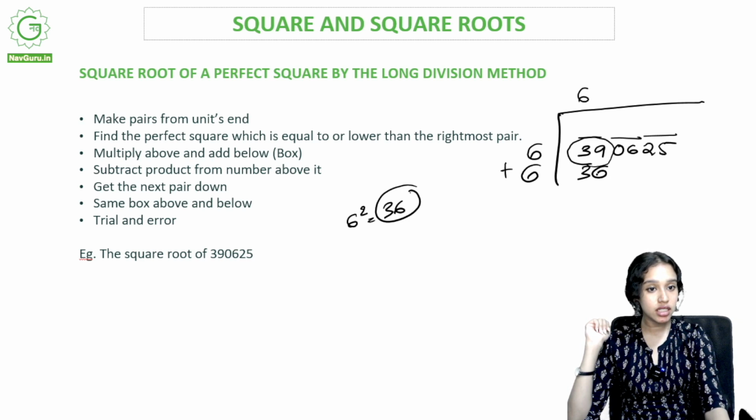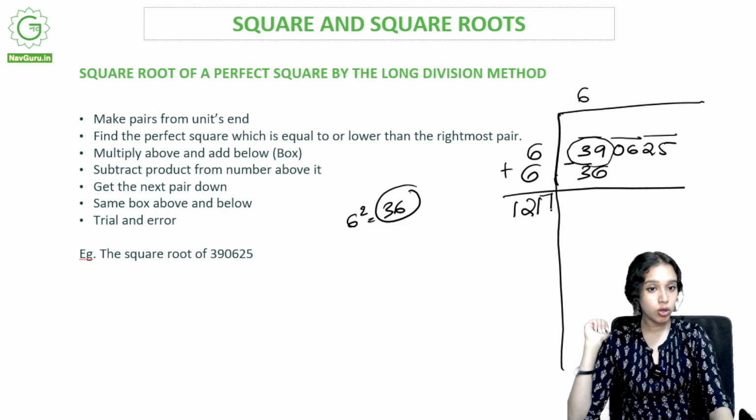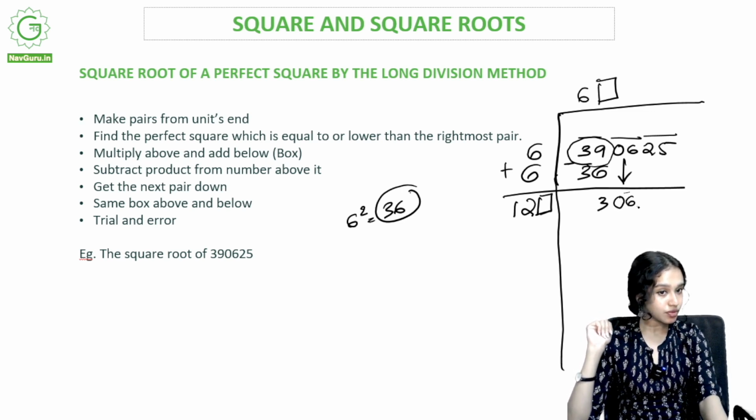This is 36, we subtract it from here like normal division. We add it here. We have 6 plus 6, 12. And we put a blank box both here and here. Now when we subtract this, we get 3. And just like normal division, we put this pair down. So now it becomes 306.